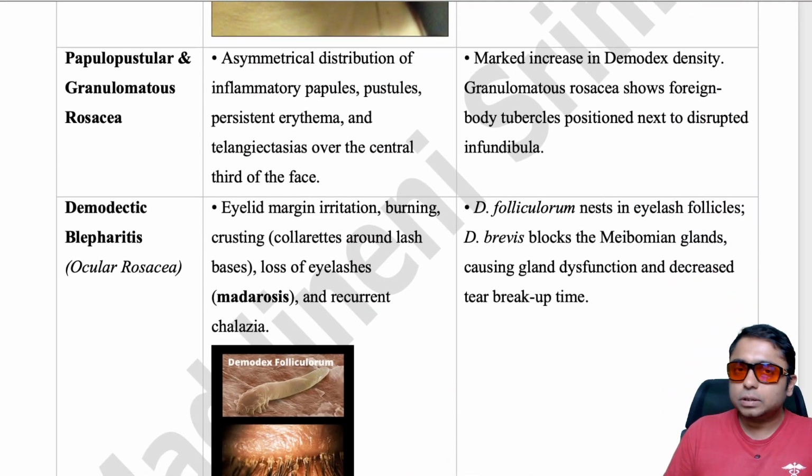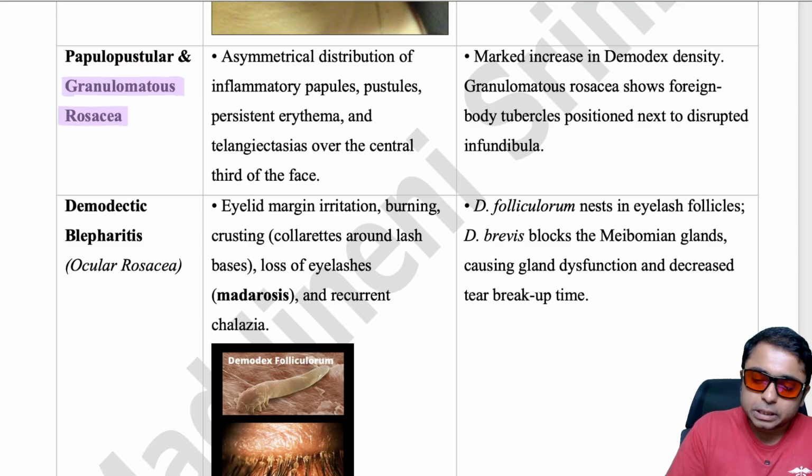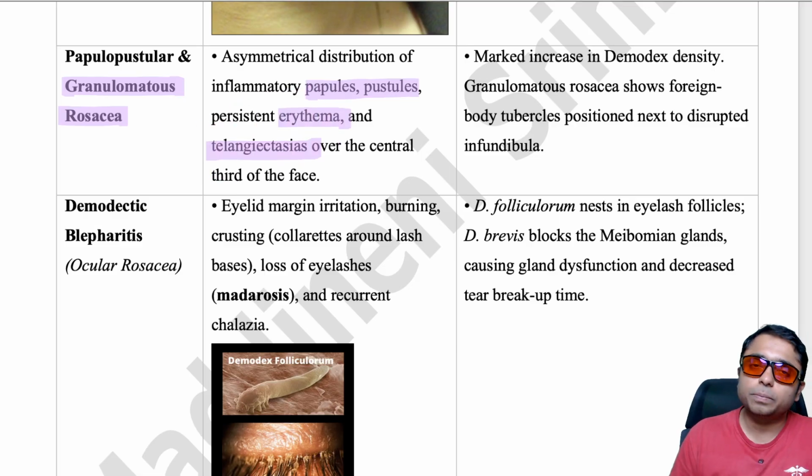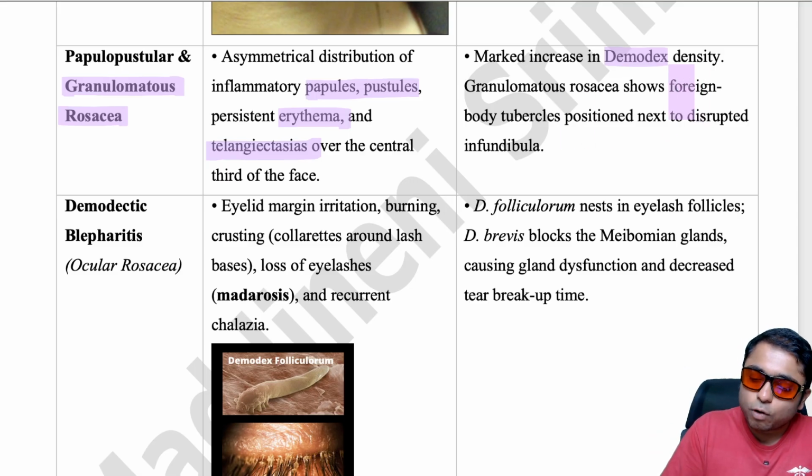Next condition is rosacea, again very important, papulopustular and also granulomatous rosacea. So how is it going to present? Asymmetrical distribution of inflammatory papules, pustules, persistent erythema and telangiectasias are going to be present, especially on the central third of the face. There will also be increased density of the Demodex mites, and if you take a biopsy, we are going to see foreign body granulomas present adjacent to the follicular infundibulum.